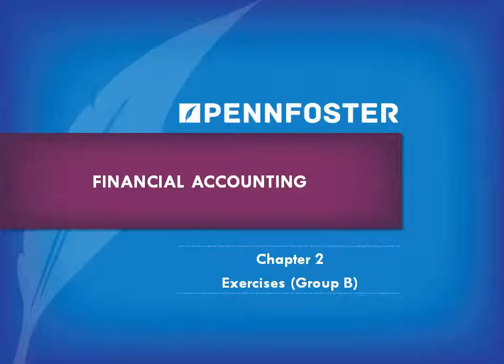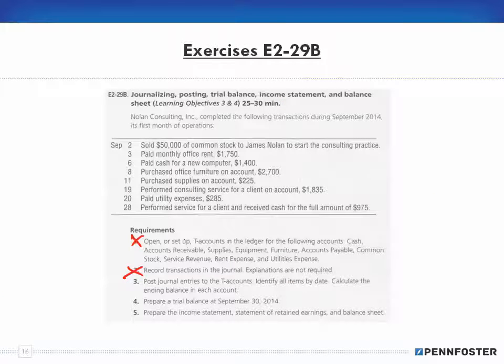B. And in this series of videos for these exercises, we were working on problem exercise 2-29B, and we're going to pick up where we left off. In the last video we created the journal entries, and now we're going to post the journal entries into the T accounts, identify all items by date, and calculate the ending balance in each account.